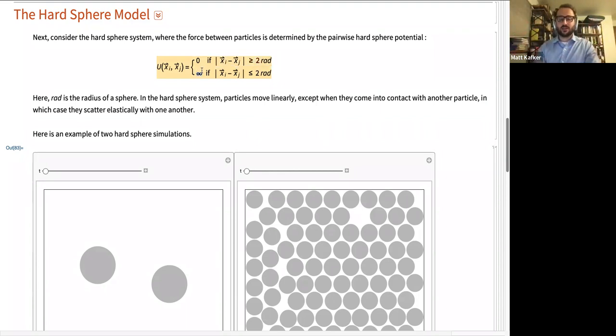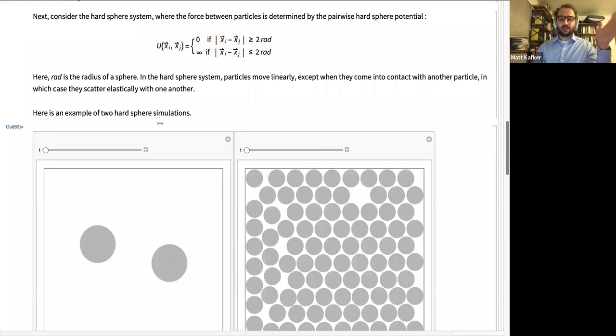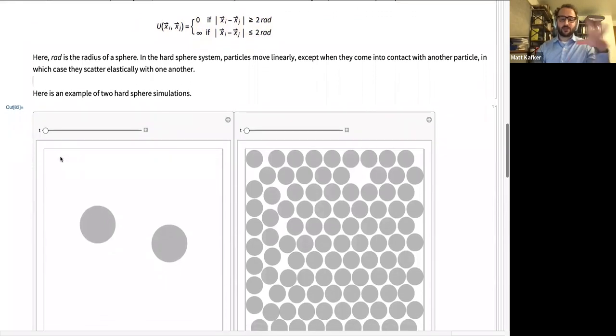But the potential will be infinity if they're less than 2 radii away from one another. And what that means is that they're going to move in straight lines until they come into contact with one another, in which case they're going to scatter elastically. So momentum and kinetic energy are going to be conserved in this collision. And this is interesting because they also have spatial extent.